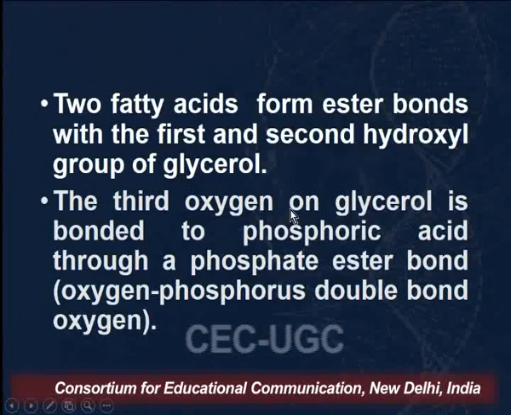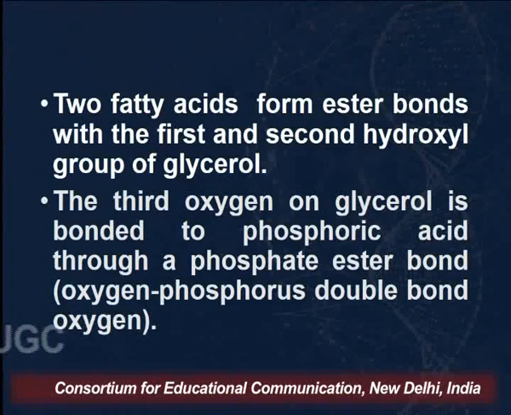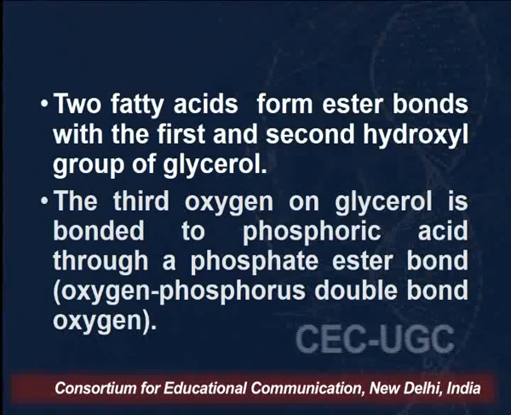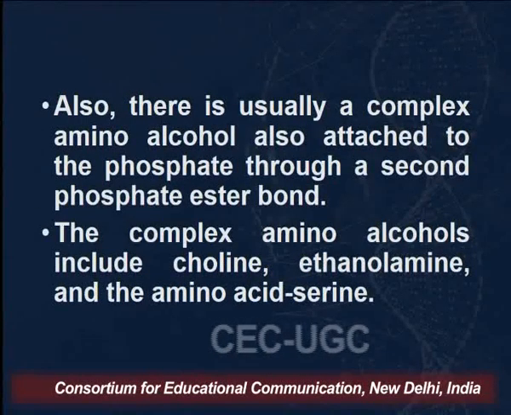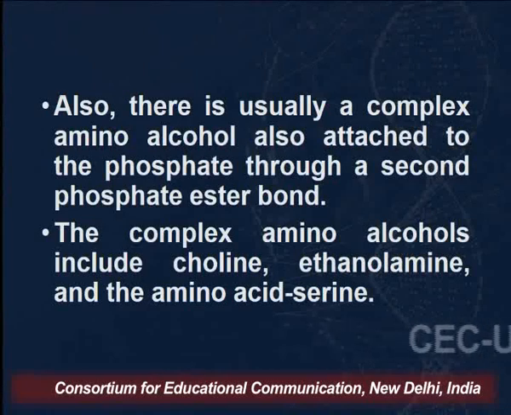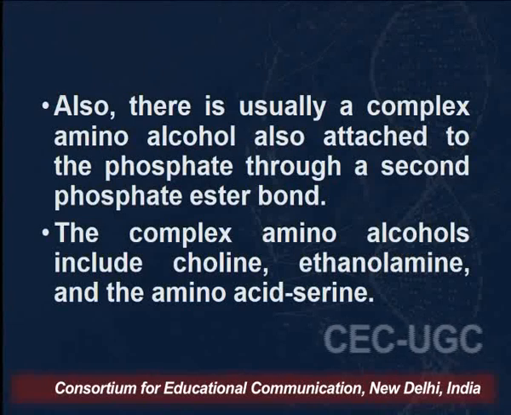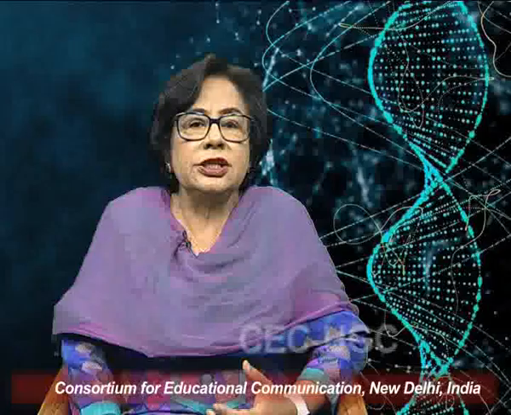So two fatty acids form ester bonds with the first and second hydroxyl groups of the glycerol. And the third oxygen on glycerol is bonded to a phosphoric acid through a phosphate ester bond. There is usually a complex amino alcohol attached to the phosphate through a second phosphate ester bond. These complex nitrogenous bases, amino alcohols, may be choline, ethanolamine, and the amino acid serine. So this is the general structure.